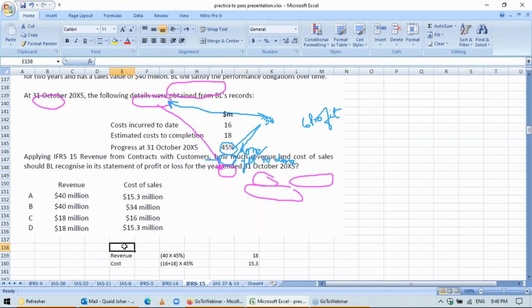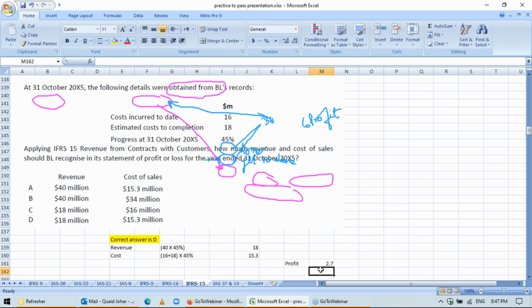So the correct answer is D. So this is how we do it, and you can check the percentage of profit as well over here. So if you check what is the profit which has been recognized, just check the profit. The profit is 18 minus 15.3. This makes 2.7.